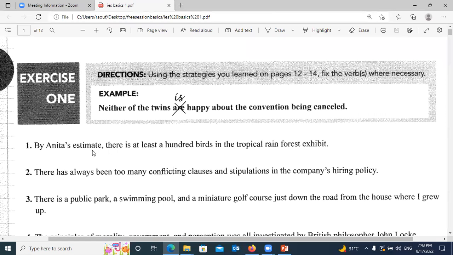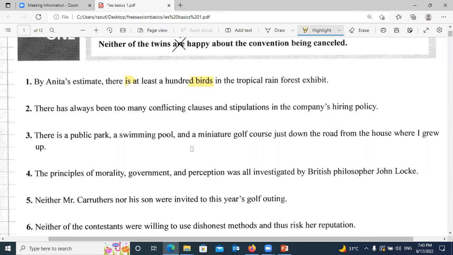Okay. By Anita's estimate, there is at least 100 birds in the tropical rainforest. Is this sentence correct? No. Or are, as yes, because we have 100 birds here. We have 100 birds. Okay, fine.